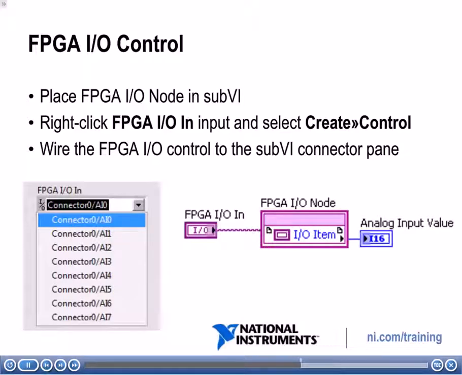Okay. So typically, what you want to do is place down the FPGA IO node that you want. So, for example, if it's a digital port or if it's analog in or analog output. And then if you right-click and create the control from that particular FPGA IO node that's already configured, then that control will automatically be able to be configured for whatever data type that you wanted. For example, analog input or digital port.